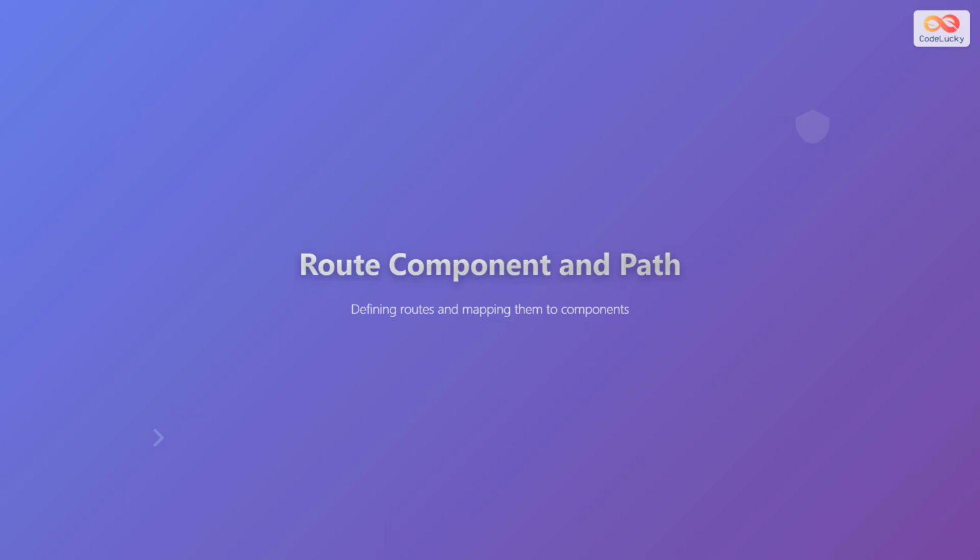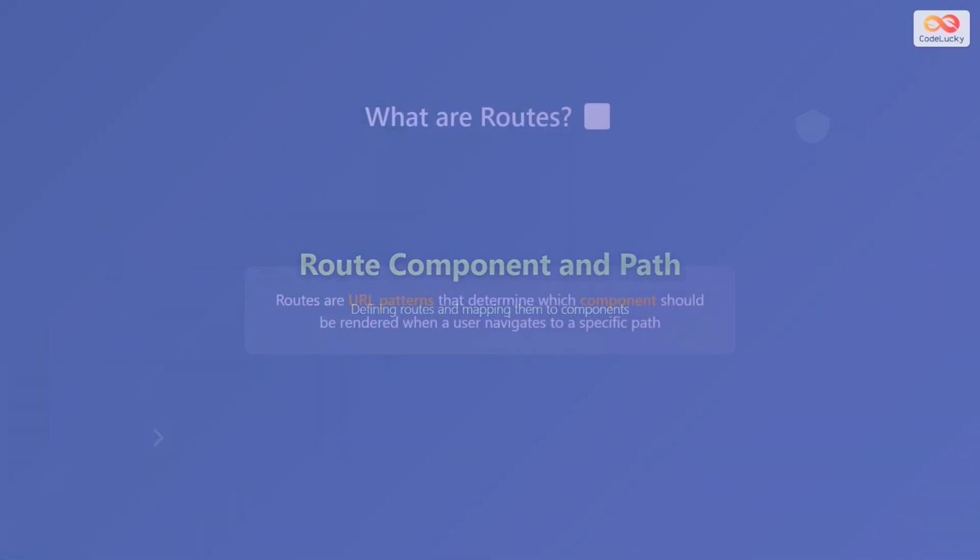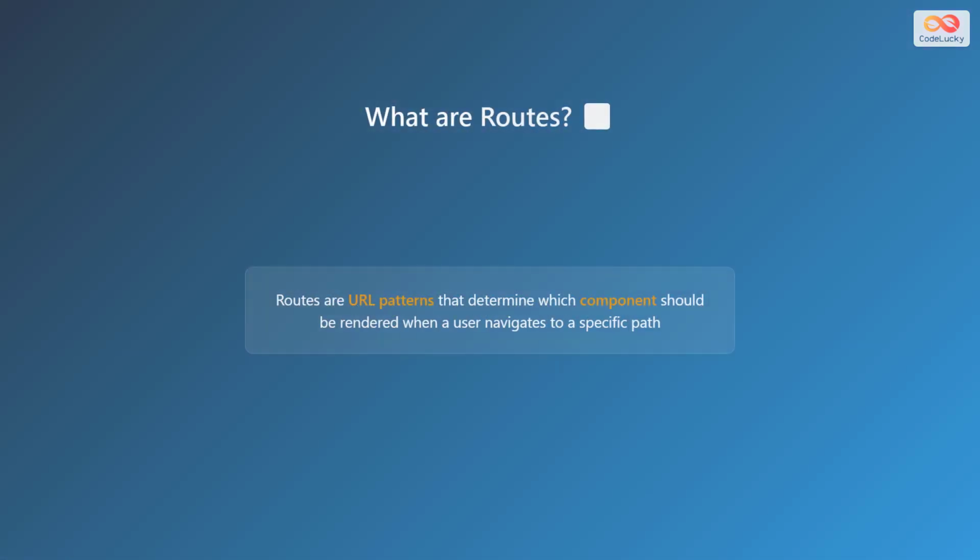In this video, we're going to learn about defining routes and mapping them to components. Let's dive in. Routes are uniform resource locator, or URL, patterns that determine which component should be rendered when a user navigates to a specific path. Think of them as road signs that guide users to different parts of your application.